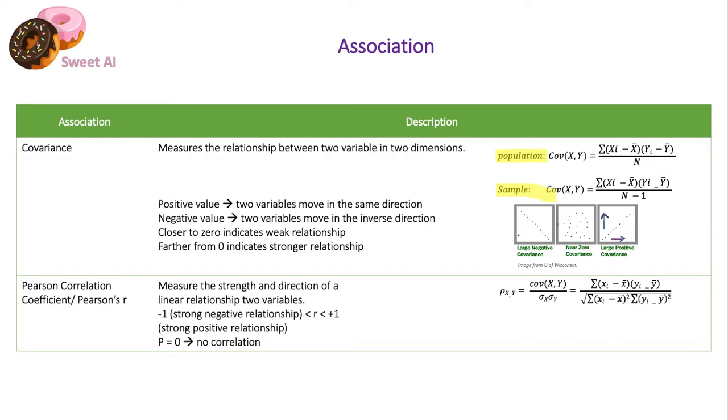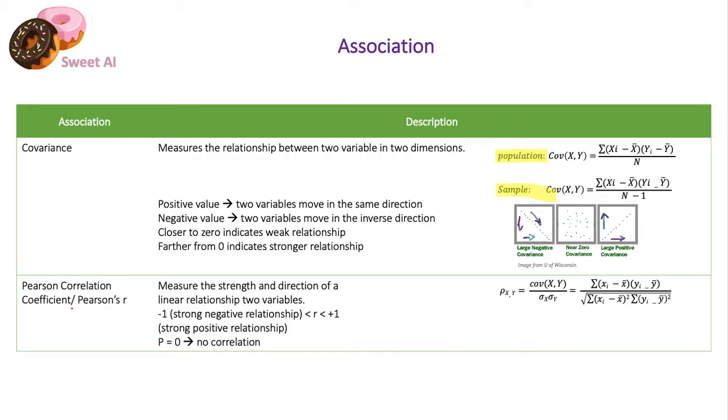And if it is negative, as you see here, it is going toward a negative direction, an inverse direction, and the covariance is negative, which shows the two variables move in inverse directions. And if the covariance is closer to zero, it means there is no relationship between them. When we get further from 0, it indicates a stronger relationship.